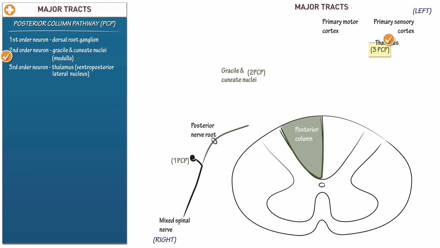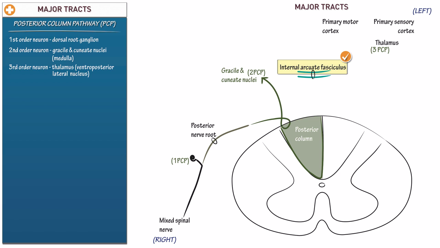Now draw the posterior column pathway itself. Indicate that the central process enters and ascends the posterior column without forming a synapse in the spinal cord, and that it instead first synapses in the gracile and cuneate nuclei in the medulla. Next, in midline, label the internal arcuate fasciculus.